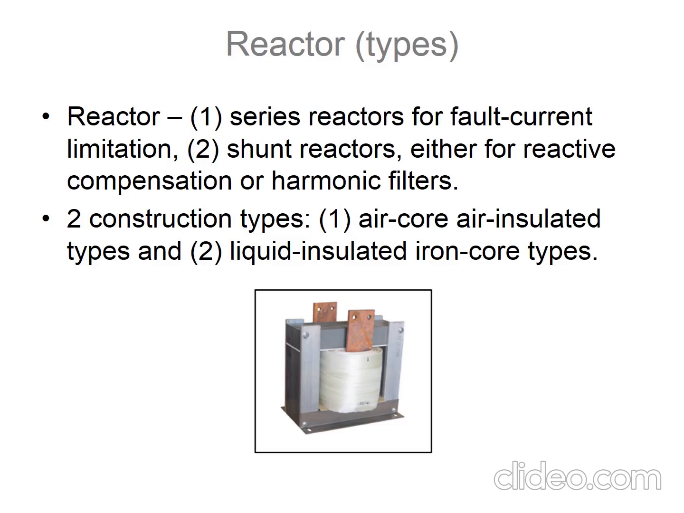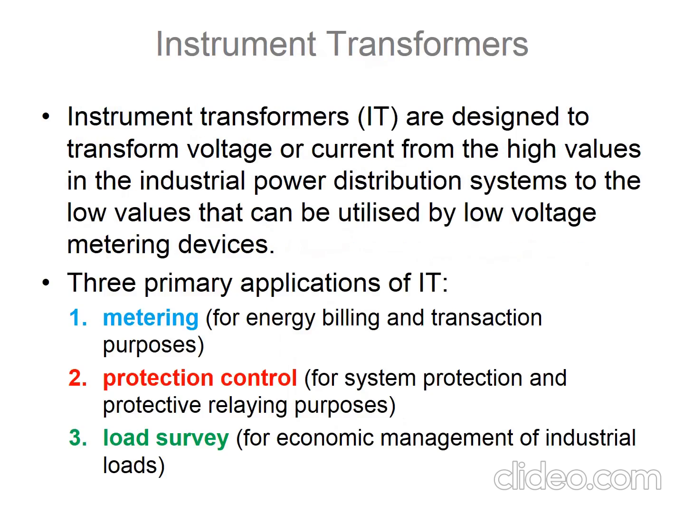Okay, next we go to the subtopic reactor types. This is the type of reactor. First, the series reactor for fault current limitation, and second, the shunt reactor, used either for reactive compensation or as a harmonic filter. There are two construction types. The first one is the air core, air insulated type, and the second one is the liquid insulated iron core type.